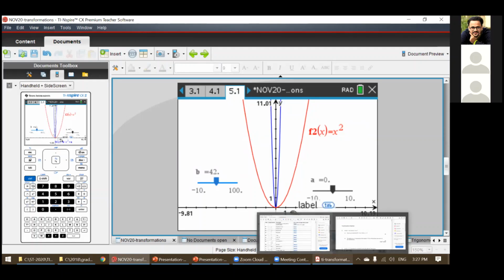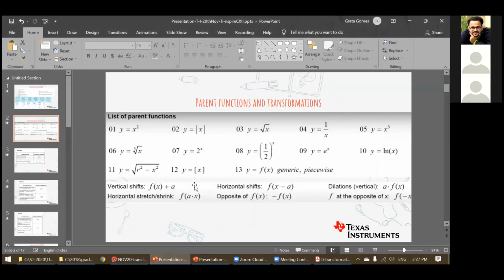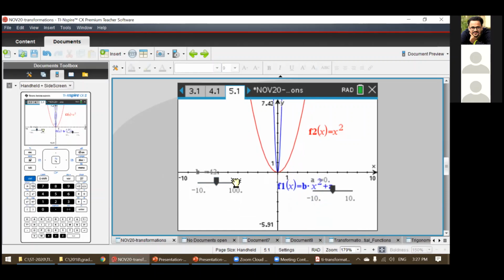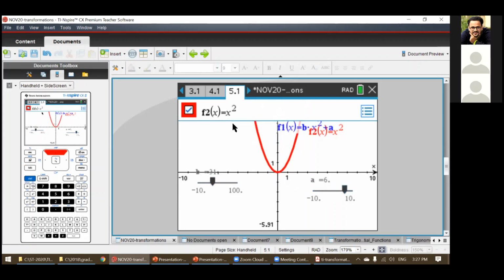Now let's understand what would happen if we were to consider the horizontal stretch or shrink, as it is described here, f of ax. You might want to place your graph a little and then hit tab. Over here itself, go ahead and make the change. That means you now want to put in another variable, so let me call it plus C.